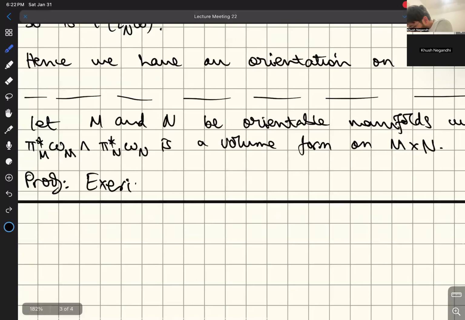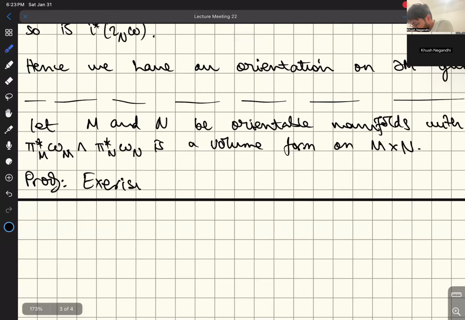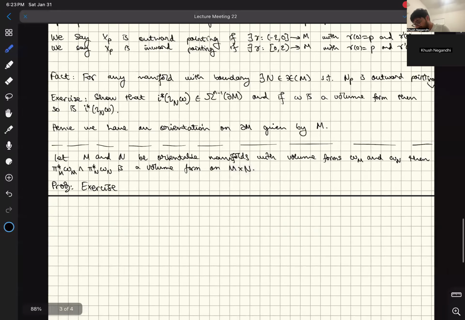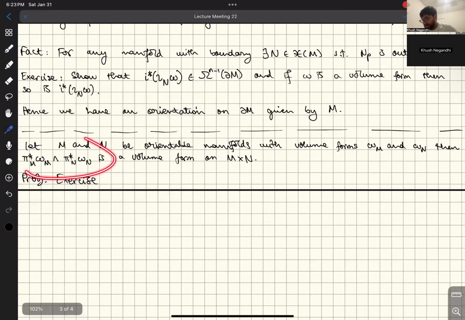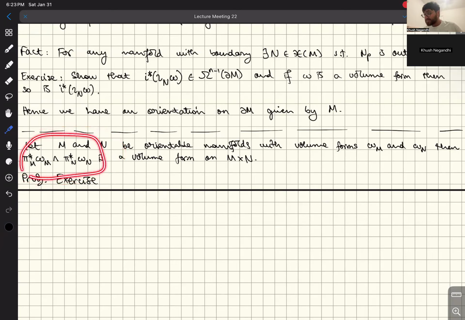With a lot of these exercises, I mean, this one is very straightforward. All you have to really show is that this thing is nowhere vanishing. One thing you could do is take charts on M and N, then take the induced chart on the product, and find the coordinate representation of what these should be. You should see that this would be trivially non-zero. Okay, with all of this, we can now finally define integration. We are finally ready to define integration.